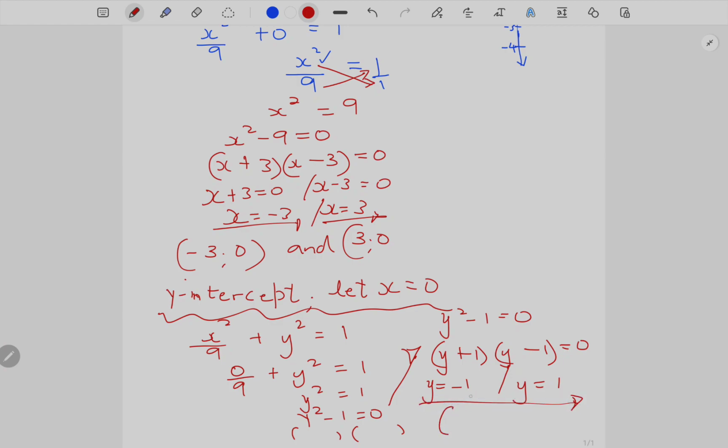If we put it in coordinate form, x is 0, whereas y is equal to negative 1. Or x is 0, whereas y is equal to 1. So these are our factors.